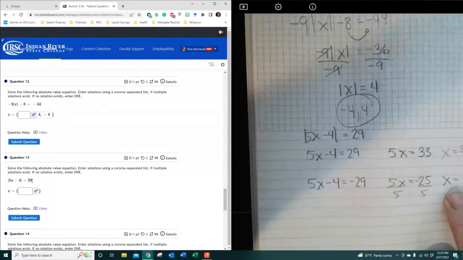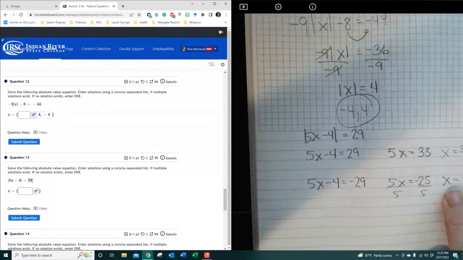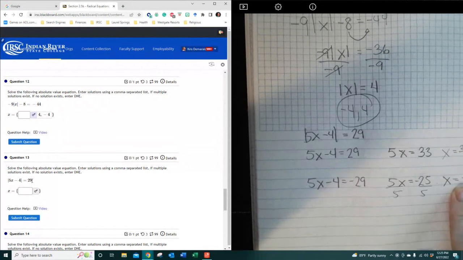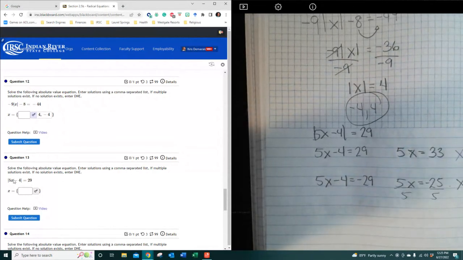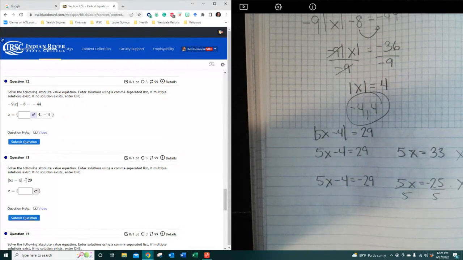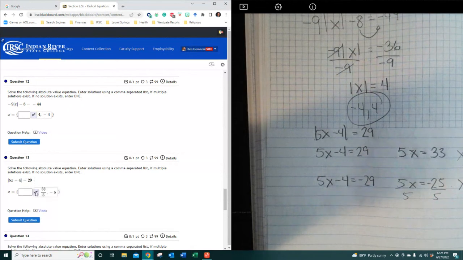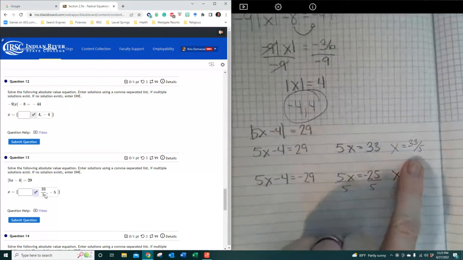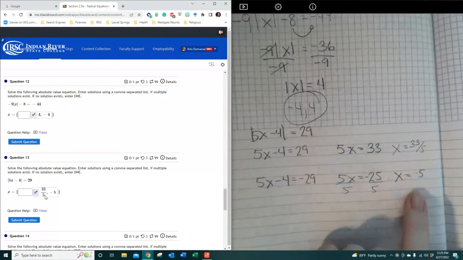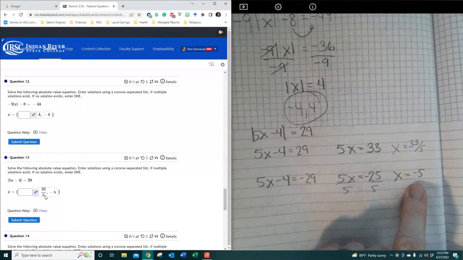And then we do the same thing, putting negative 5 in there. That'd be negative 5 times 5, which is negative 25. Negative 25 minus 4 is negative 29, and the absolute value of negative 29 is 29. So that's where you're going to get the 33/5, which we got. I was off the page, sorry. So 33/5, and then we also get the negative 5.